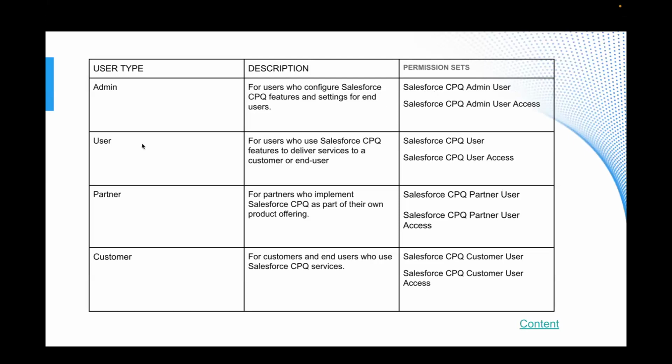Then to a normal sales user, there are these two permission sets: Salesforce CPQ user or Salesforce CPQ user access. Then for partner and customer users, again, we have different permission sets. A partner user will have the Salesforce CPQ partner user or Salesforce CPQ partner user access permission set. Same thing, a customer user will have the Salesforce CPQ customer user or Salesforce CPQ customer user access permission set.